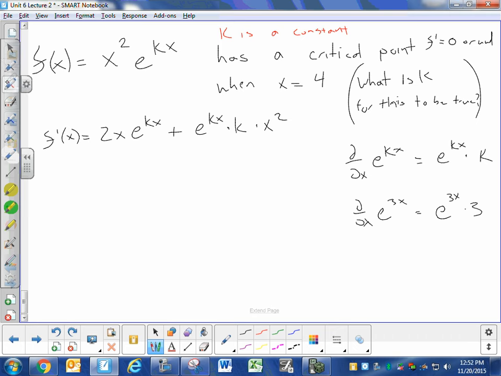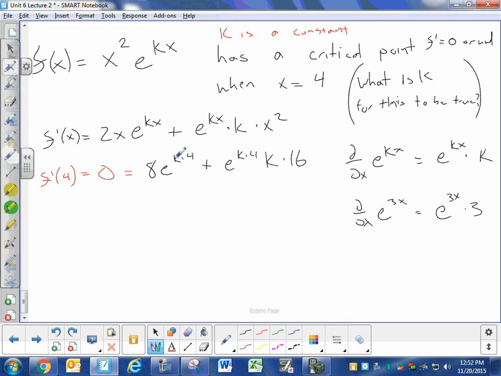Now, we are told that this function has a critical point when x is 4. That means this f prime at 4 has to equal 0. Well, I could plug in 4 everywhere. Get 8 e to the k times 4 plus e to the k times 4 times k times 16. That guy on the right's got to equal 0. So that means I just need to solve for k.